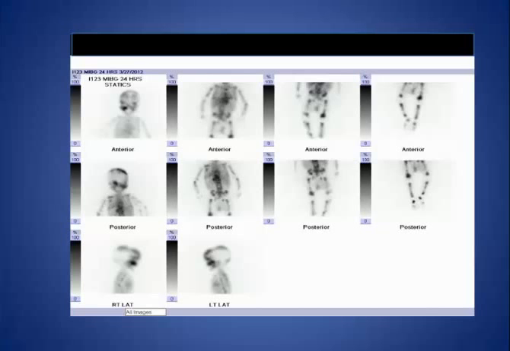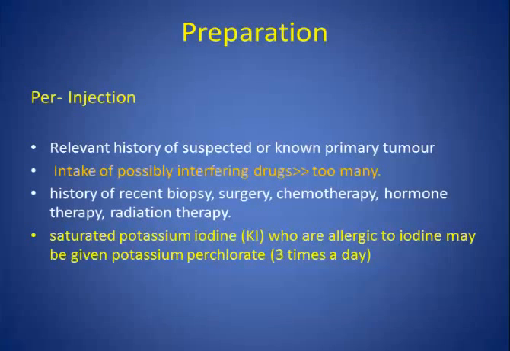So I'm saying this because there are some medications, too many drugs, that might interfere with the uptake of MIBG. So before injection, of course, check the possibility of interfering drugs, just in case you see unusual uptake, then you would know what the reason was. If there was biopsy or chemotherapy, the thyroid is saturated with potassium iodide, and there are a few patients who are allergic to iodine, so we use potassium perchlorate instead, 3 times a day.